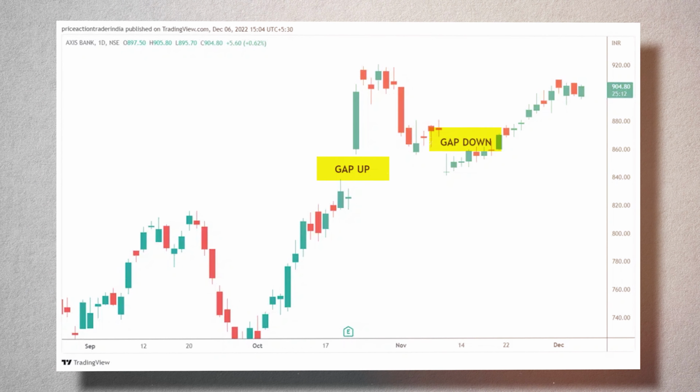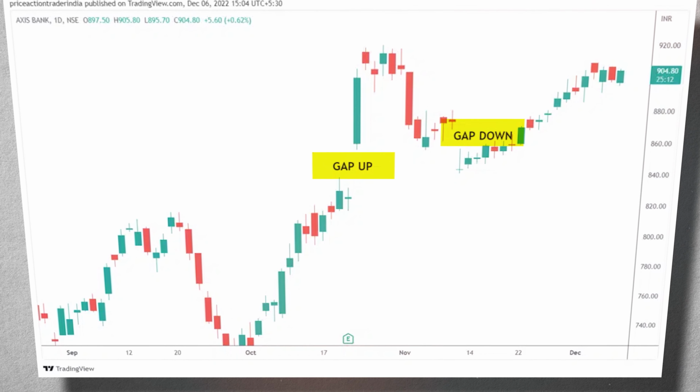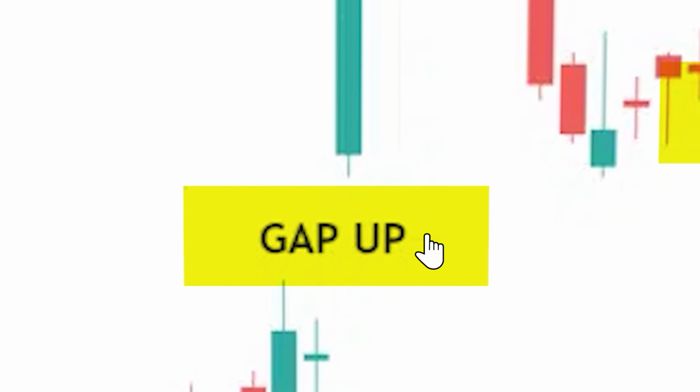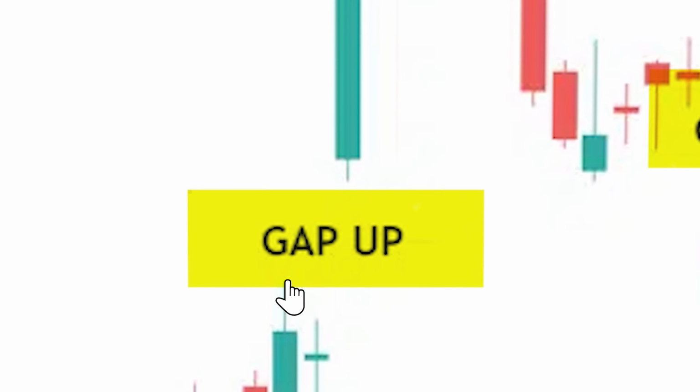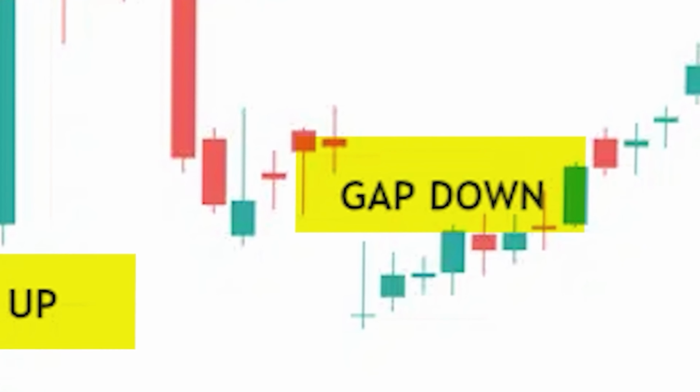Now there are 2 types of gaps, which is gap up and gap down. A gap up is when a stock price opens higher than its previous close, and a gap down is the complete opposite, where the stock opens lower than its previous close.